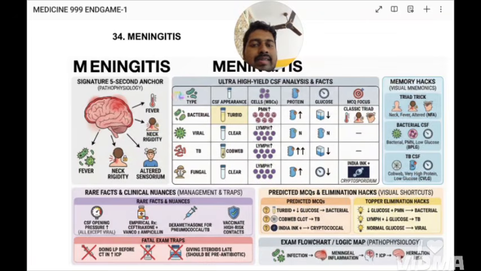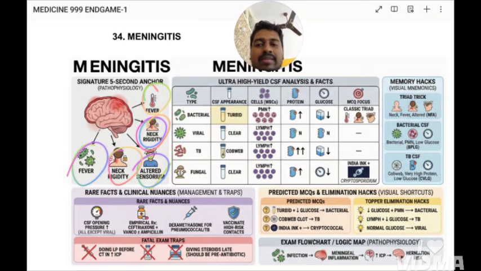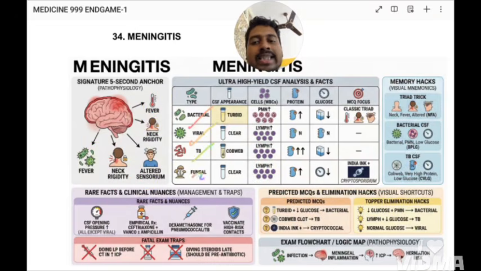Okay. So what are the things that you get here? Your MCQ will have fever along with neck rigidity, altered sensorium. Neck rigidity and fever. Okay. So these are the causes. Now your questions will be mainly whether it is bacterial, viral, whether it is TB, or whether it is fungal.